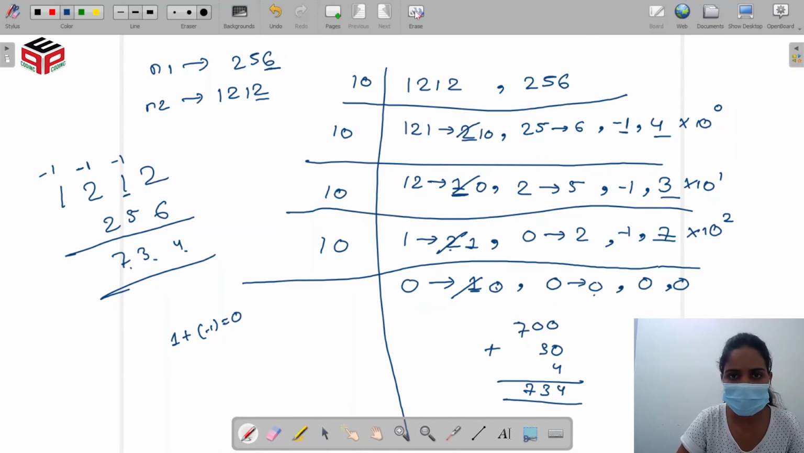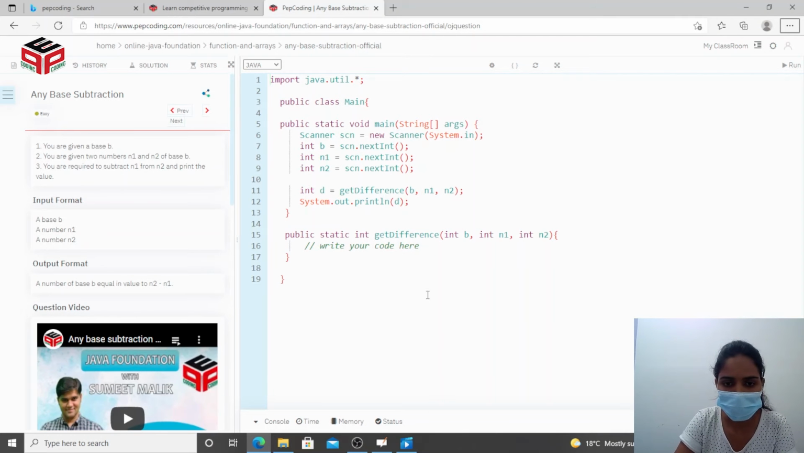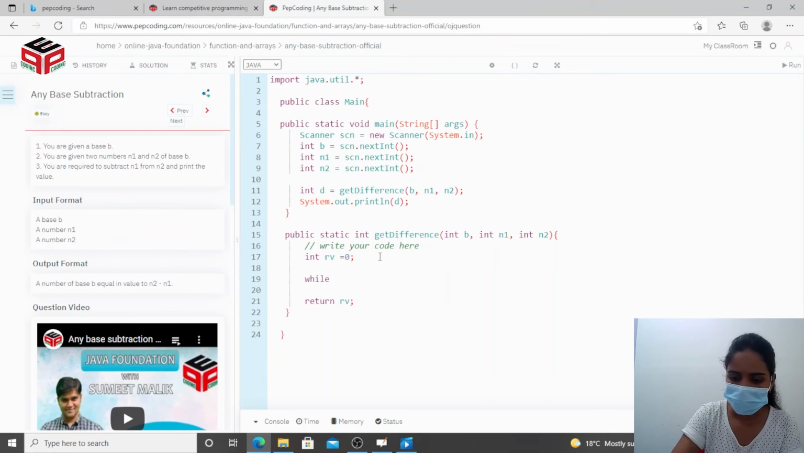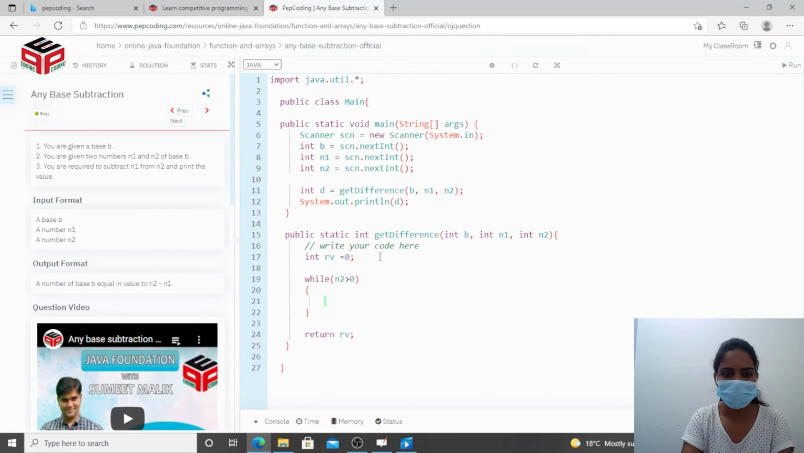So let's try to write our code. I have to return something, say RV, return RV. I have to extract a digit, say D1 from N1 and digit D2 from N2. But this work will go on till N2 is greater than 0. Is it clear? While N2 is greater than 0, I have to extract all the digits. Int D1, extracting the last digit from N1: N1 modulo 10.